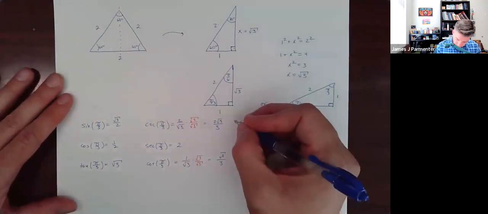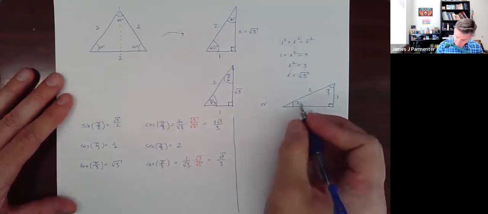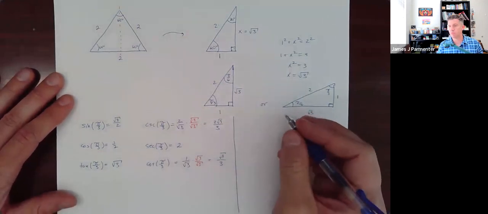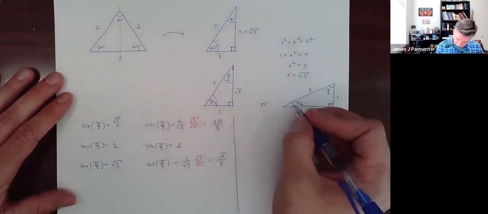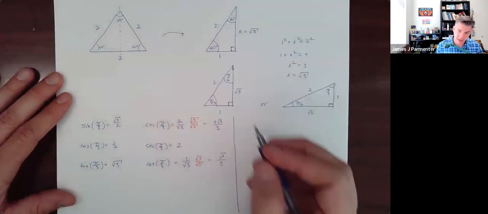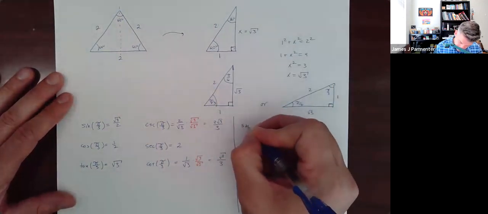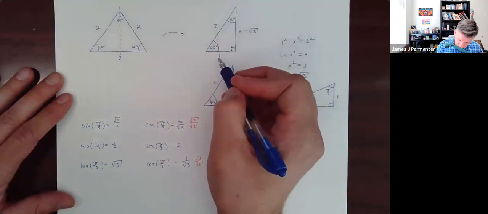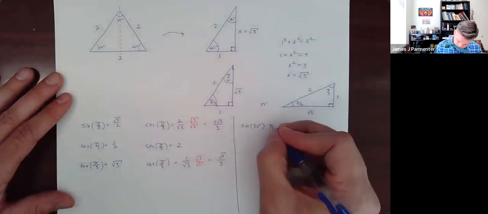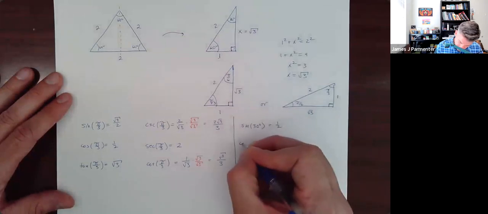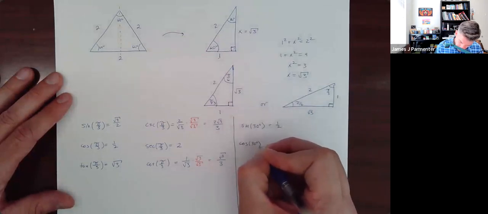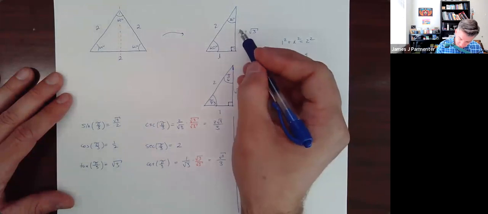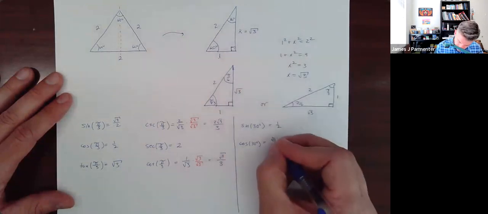And now let's do the other one. So for pi over 6, but let's do it in degrees just to go back and forth. So now I want to do pi over 6 radians or 30 degrees. So for sine of 30 degrees, it's opposite over hypotenuse, which is 1/2. For cosine of 30 degrees, we're getting the adjacent over the hypotenuse, which is root 3 over 2.